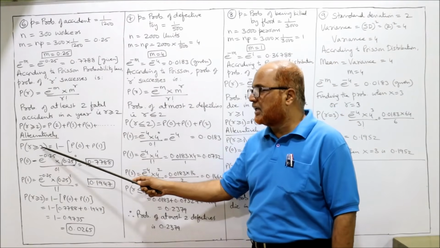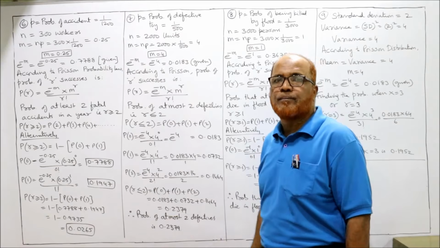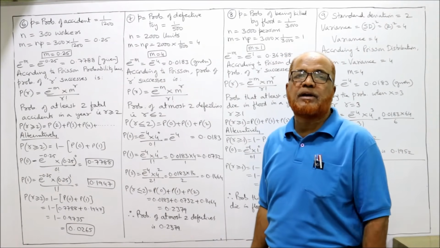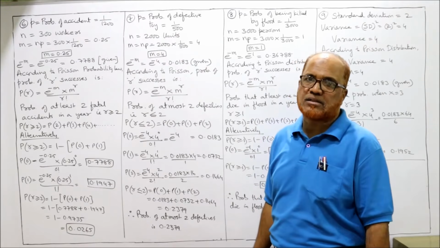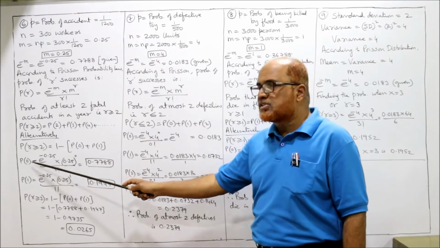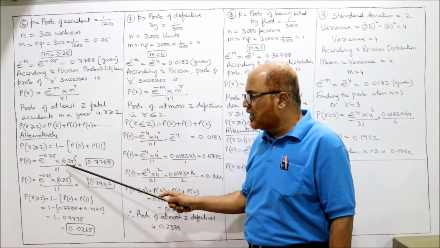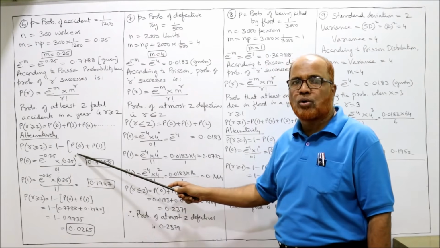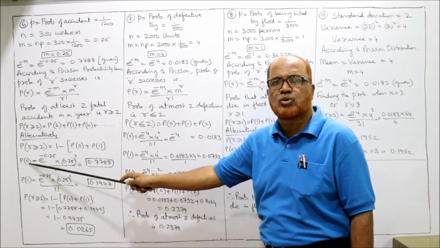Alternatively, P of r greater than or equal to 2 is equal to 1 minus. Now the start is from 2, so before 2 what probabilities remain? P of 0 and P of 1. That's it. So 1 minus P of 0 and P of 1. So P of 0 formula: e to the power of minus 0.25 into 0.25 to the power of 0 divided by 0 factorial. Same formula, substitute 0 in place of r.